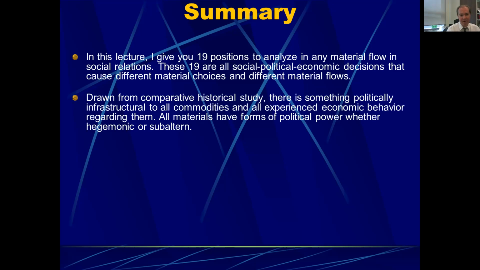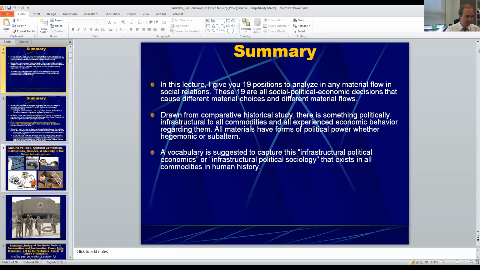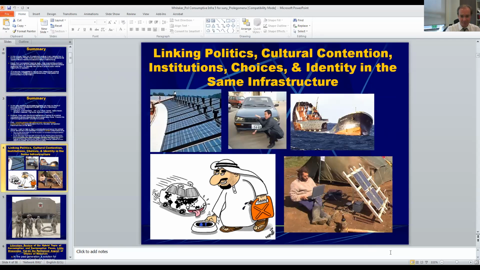Drawn from more comparative study, this is something politically infrastructural to all commodities and all experience behavior. All materials have forms of this political power, whether hegemonic. Hegemonic means dominant culturally, or subaltern. Subaltern means sort of powerful, but not widely agreed to. The vocabulary is suggested to capture this infrastructural political economics. And I'll just skip forward to some images here.